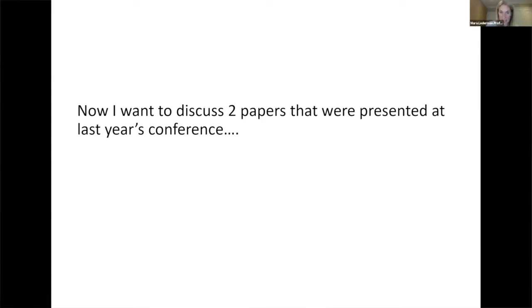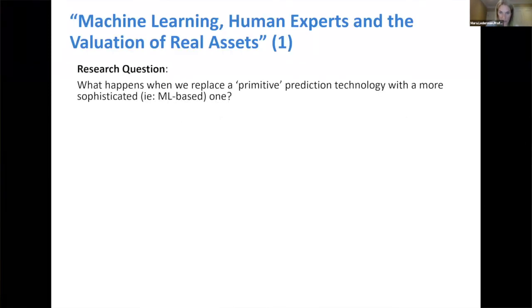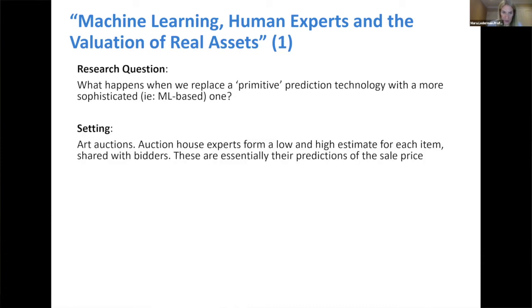So now with that in mind, I want to tell you about two papers that were presented last year, one of which was the credit scoring paper I asked you guys to look at. This isn't it. So this was a paper I didn't ask you to read, but let me tell you about it and you'll see why I'm contrasting it to that paper. This paper, Machine Learning, Human Experts, and the Value of Real Assets, asked this question. They didn't phrase it like this, but I rephrased it because this really is the question. What happens when we replace a primitive prediction technology with a more sophisticated, i.e. machine learning based one? Their setting was art auctions, which is kind of interesting.